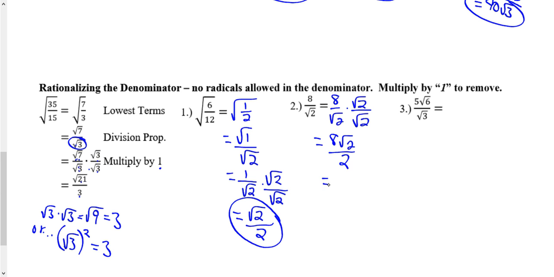What's 8 divided by 2? So what's the answer? 4 square roots of 2. So 8 over 2 simplified.